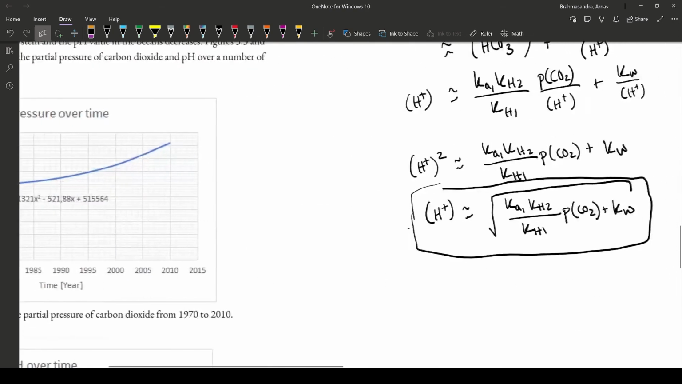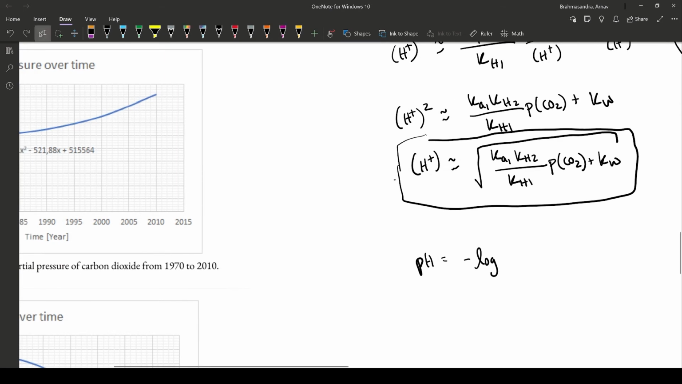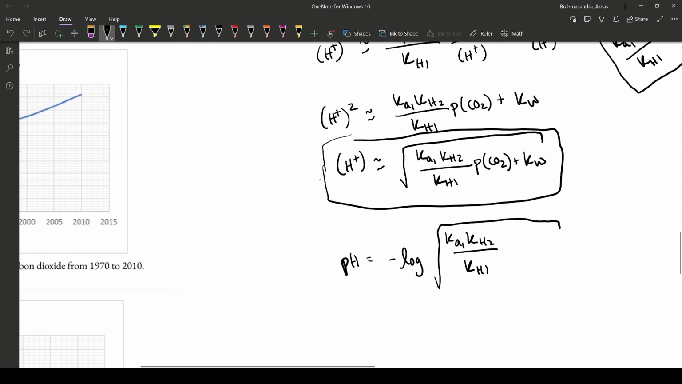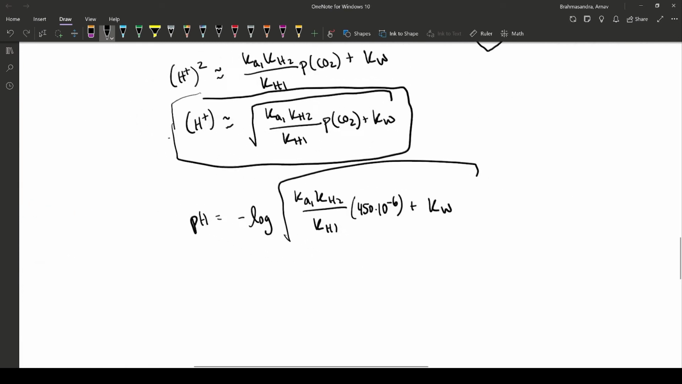So if I write it out, pH is going to be equal to negative log of the square root of Ka1 KH2 over KH1 times the pressure of CO2, which we're given as 450 times 10 to the negative 6, plus our Kw term. If you plug this all into your calculator, you should get a value. I got 6.87 as my pH. So that shouldn't be too difficult.